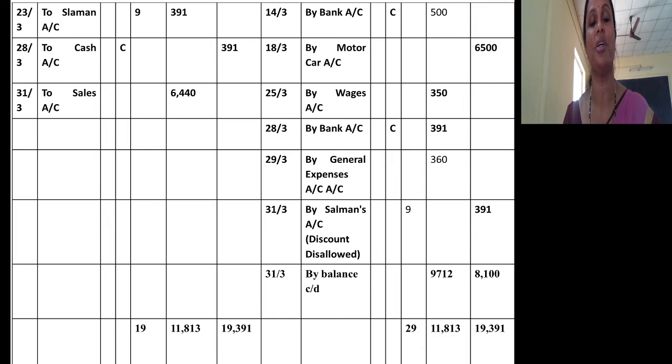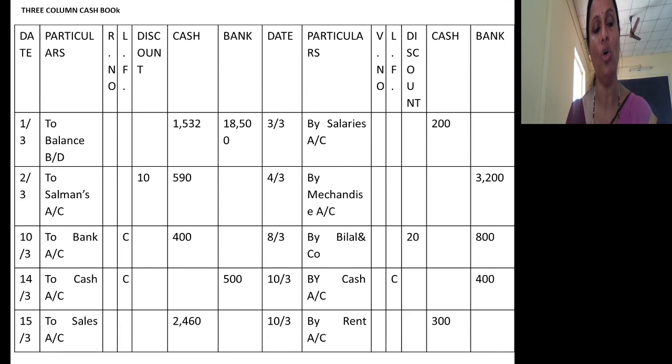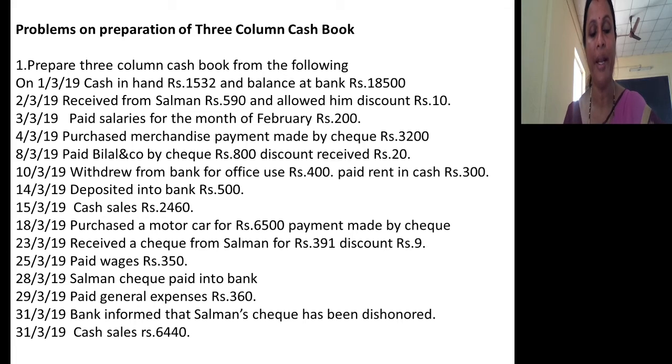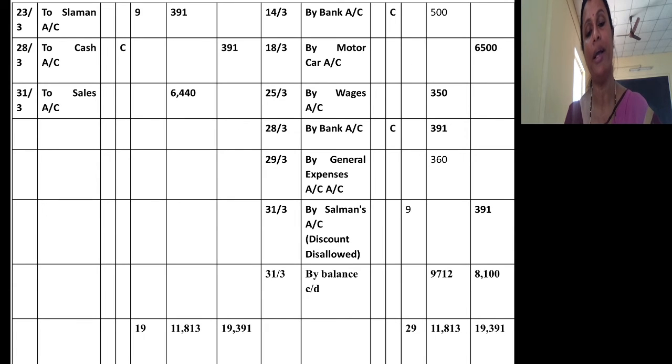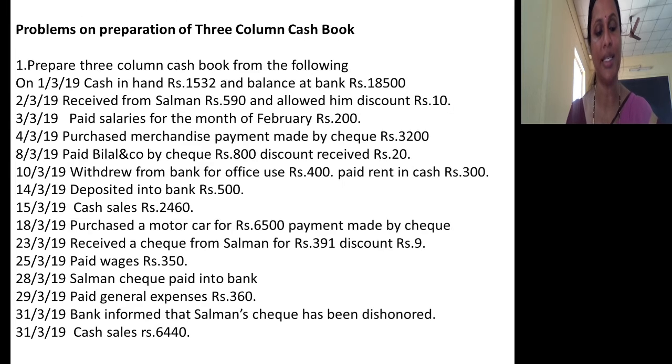So to cash, in the bank column on the debit side, 391. Bank account debtor to cash. So on the credit side, by bank in the cash column, 391. So it's a contra entry, so the letter C is written particularly in the ledger folio column. So next one, paid general expenses 360. You paid by cash. What's the journal entry? General expenses account debtor to cash account. So that's why by general expenses in the cash column on the credit side 360.